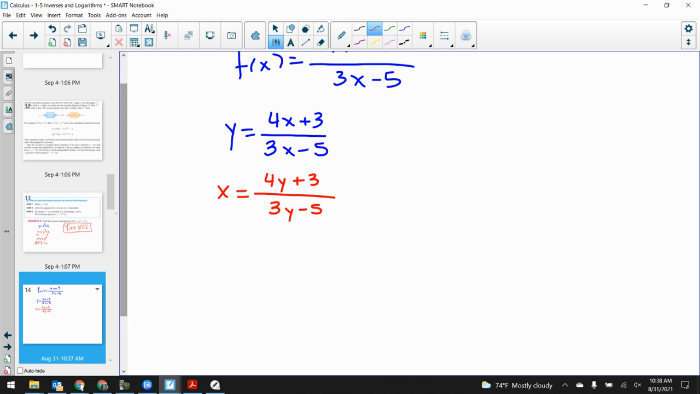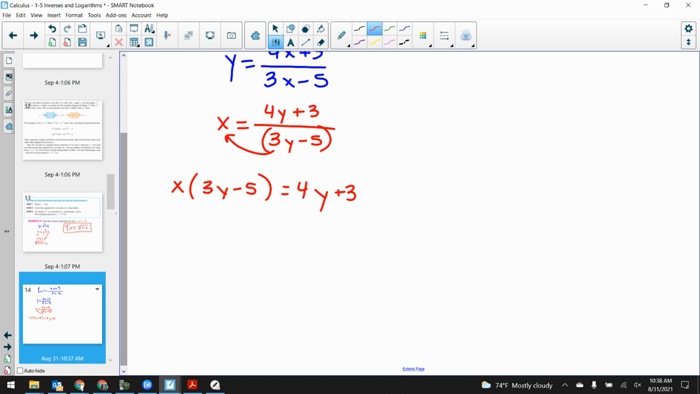Okay, so now I solve this equation for y. Remember that the first step in getting y alone here is actually to get rid of the denominator, to get rid of the fraction part. So I'm going to multiply 3y minus 5 over to the other side. I'm going to take that whole chunk and move it to the other side. So x quantity 3y minus 5 is equal to 4y plus 3. Just move the denominator over to the other side. Let's distribute in the x. 3xy minus 5x is equal to 4y plus 3.